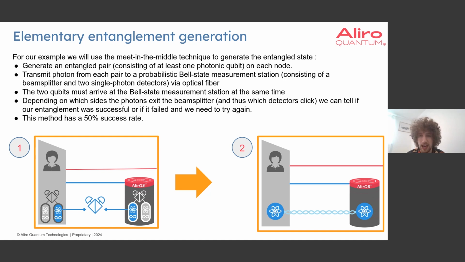The two qubits must arrive at the Bell state measurement station at exactly the same time. We can use quantum memories to help ensure this is the case. Depending on which sides of the beam splitter the photons exit, and we can check this by checking the clicks of the photon detectors, we can tell if the entanglement generation was successful. If it was not, then we'll try again. This method has a 50% success rate.